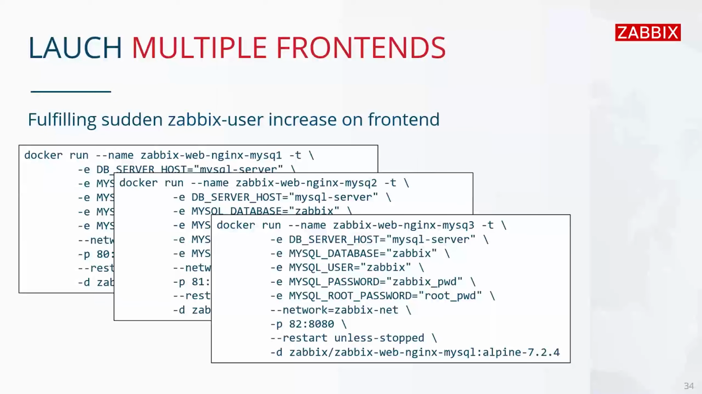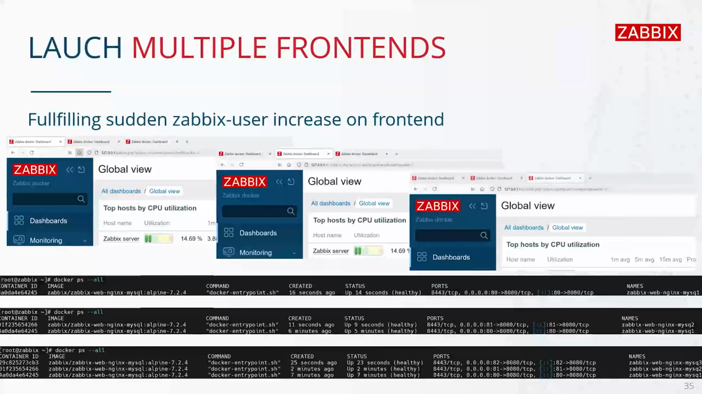You can also launch multiple frontends. Here, no need to modify any other container configuration. Just make as many as you need in case you have a large number of Zabbix users, and you can alleviate this problem. So here we just start the containers and specify the port, and that's pretty much it.